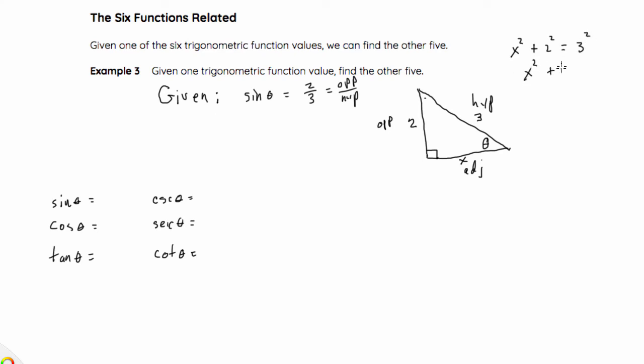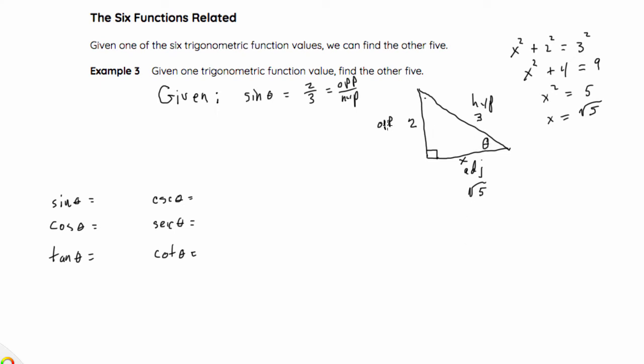So we have x squared plus 4 is equal to 9. x squared is equal to 5. And we have x equals plus or minus the square root of 5. But we should know that a triangle cannot have a negative side length. So now we know that the adjacent side is just root 5. Now this kind of seems familiar to something we already did, but we're just going to go through this. Okay, so theta then.